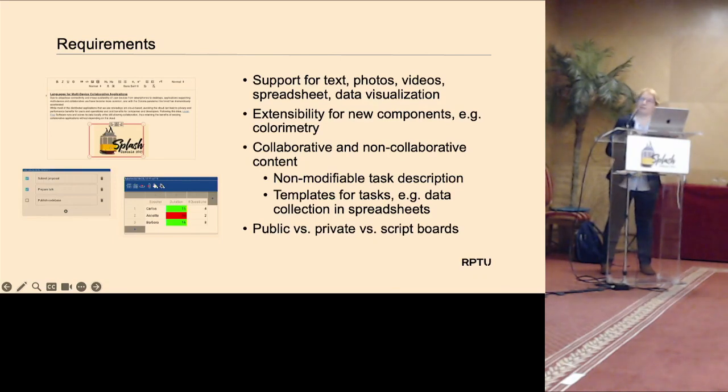The requirements that we got were growing over time, because at some point I realized, oh, it's actually cool that you can get collaboration, so let's see what we can get out of that. So we are supporting currently text, photos, videos, spreadsheets, and data visualizations. We get requirements for extending the software for new components, or for example, having little plugins for colorimetry and stuff like that. We have collaborative and also non-collaborative content.